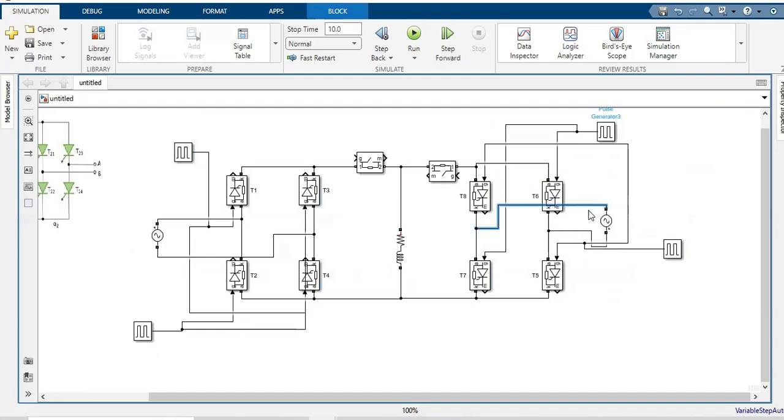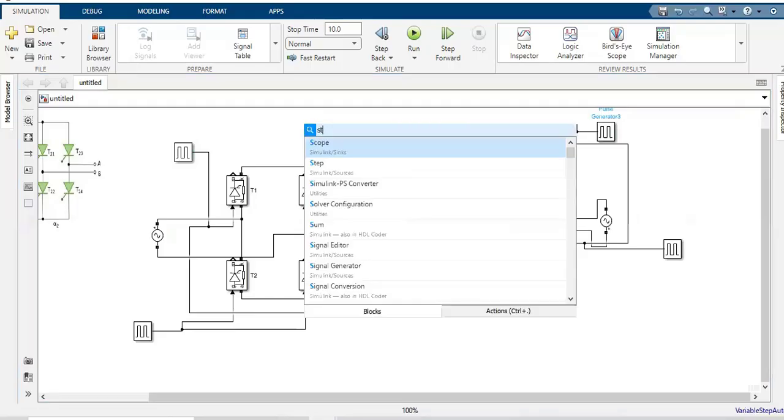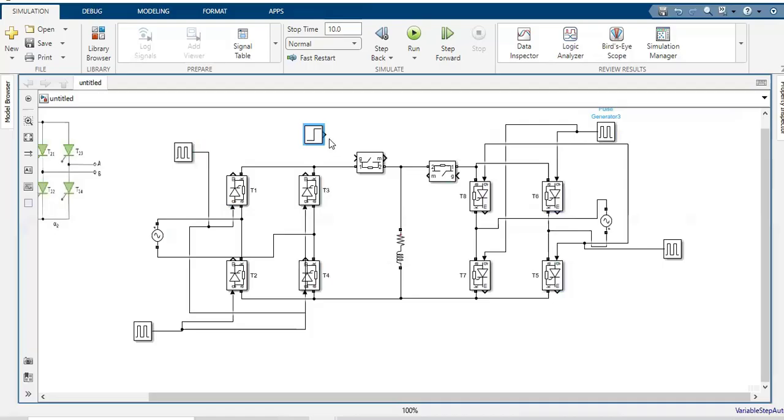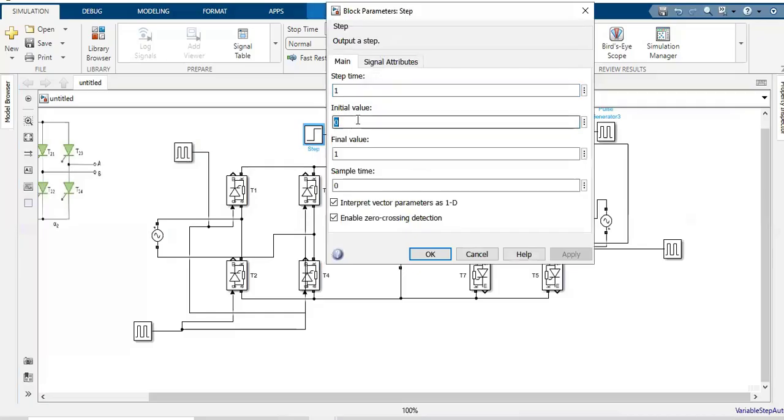P terminal is connected to this point and N terminal is connected to this point. Now, in order to operate the first converter for the first half duration, we need to give a gate pulse of a step. We need to connect the gate terminal of the ideal switch to the step input. Let us take the initial value of the first step input as 1 and the final value as 0.